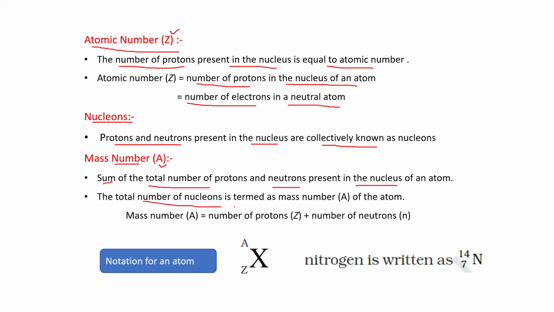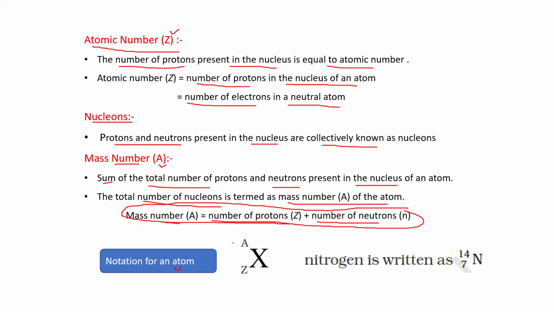Total number of nucleons is termed as mass number of the atom. We can say mass number is equal to number of protons plus number of neutrons. This relationship is again important. We can find out the number of neutrons if mass number and protons are given to us.